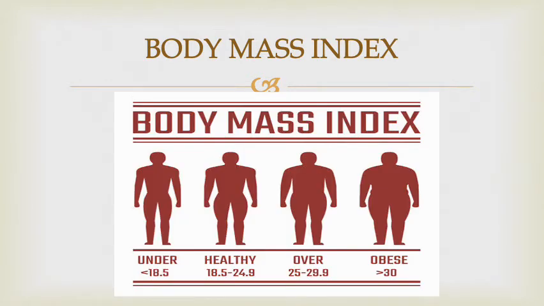Body mass index. Underweight is less than 18.5. Healthy is 18.5 to 24.9. Overweight is 25 to 29.9. Obese is more than 30.